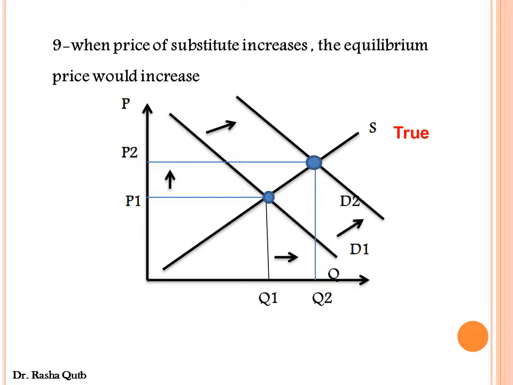This is shown graphically by shifting the whole demand curve to the right. So the whole demand curve, which is D1, would shift upward to the right to D2, moving the equilibrium price to P2, and the equilibrium quantity would increase to Q2. So when the price of substitutes increases, the demand for the product would increase and the equilibrium price and the equilibrium quantity would be higher than before.